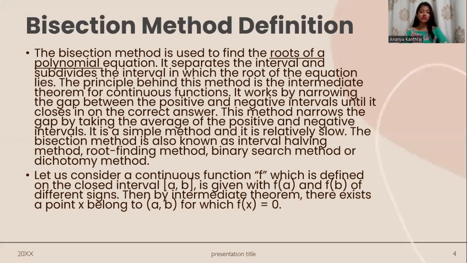The bisection method is also known as the interval halving method, root finding method, binary search method, or dichotomy method. Let us consider a continuous function f, which is defined on the closed interval [a, b], with f(a) and f(b) of different signs. Then, by the intermediate value theorem, there exists a point x belonging to [a, b] for which f(x) is equal to 0.